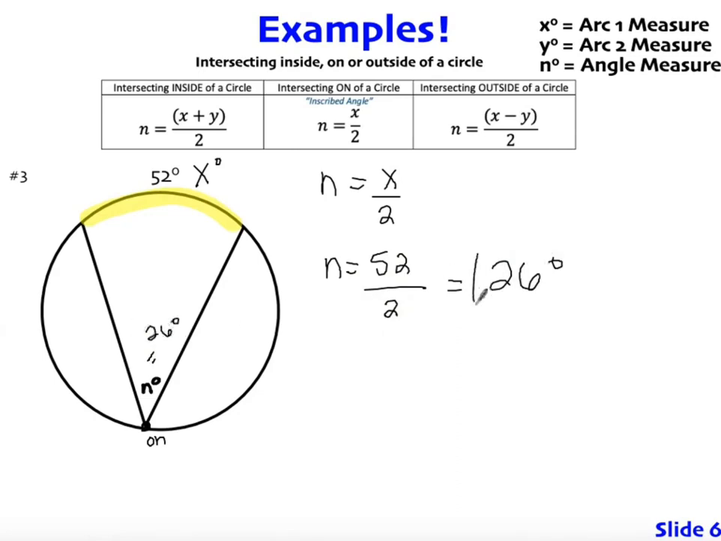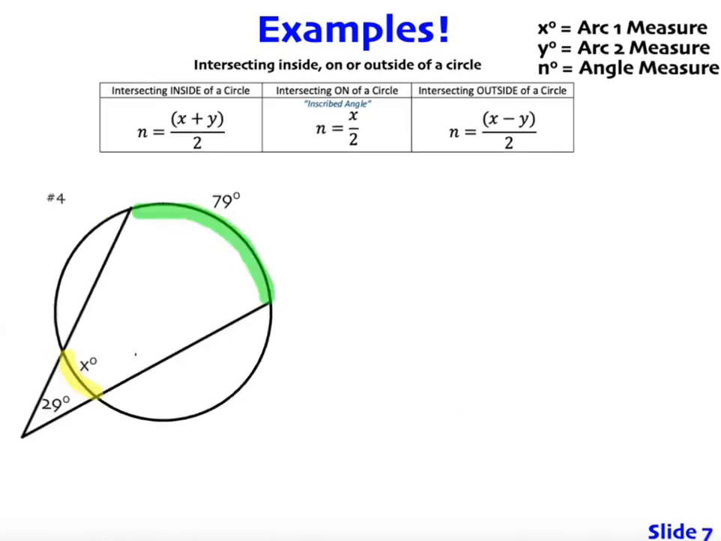And this would be your answer. So let's continue with what we've been doing before because it's been working. So the first step is we label. So we have our first arc, which is x. This time we're missing this arc, which means we're going to have to do something a little differently. I'm going to label this y, and we actually know our angle. We're going to label that n.